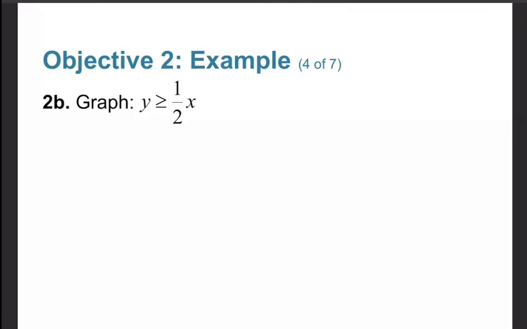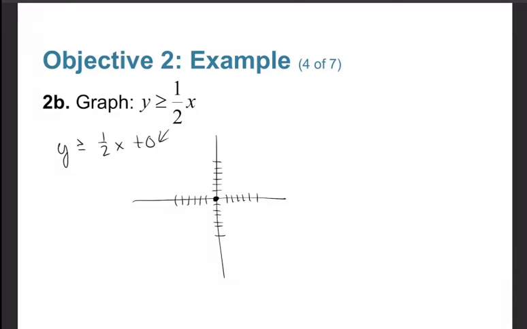Again, this is already in y equals mx plus b form, so this is even easier to graph. This is y equals 1/2 x plus 0. So it's already how we want it. So let's start. 1, 2, 3, 4, 5, 6, just in case. So it's 0, 0 for my y-intercept because of that right there. The slope is telling me to go 1 up and 2 to the side. Now, this one does contain an equal sign, so this is going to be a solid line.